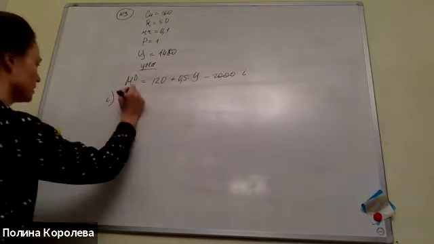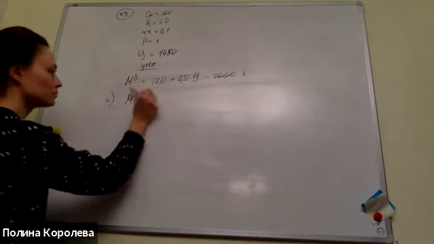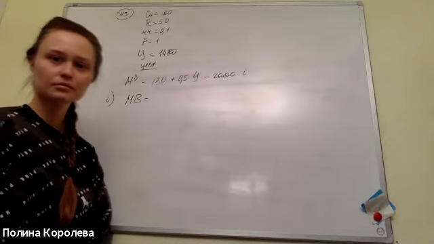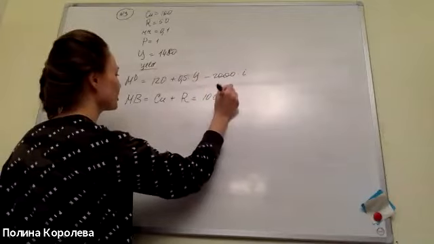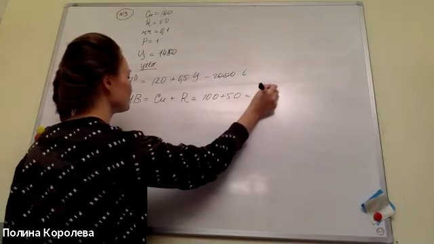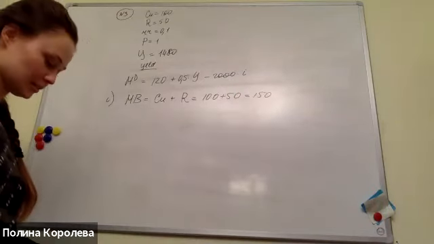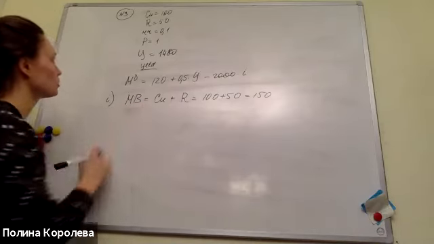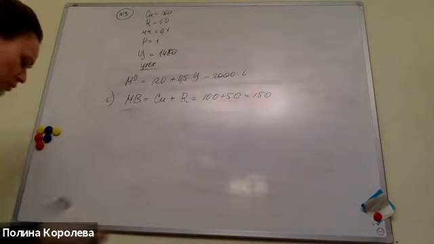So monetary base, who wants? Actually, monetary base is, as we know, currency plus reserves. So we just need to paste what we have. 100 plus 50. 150. So okay, let's continue. What we need to count? Deposits. Yes.